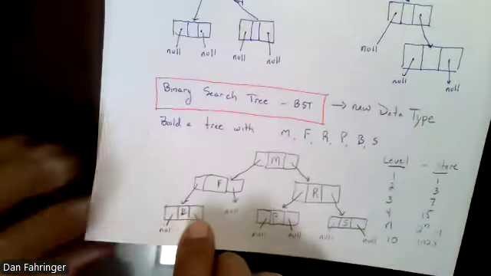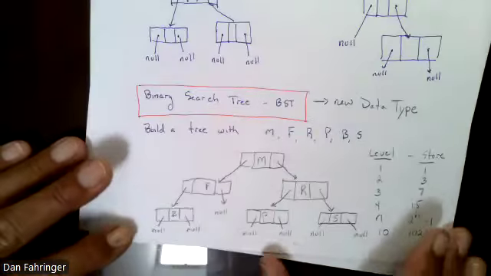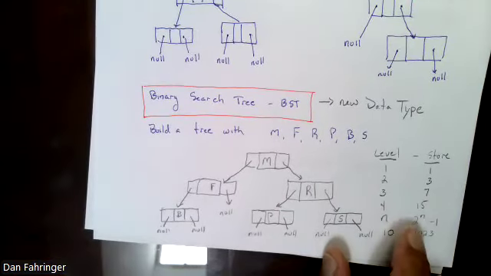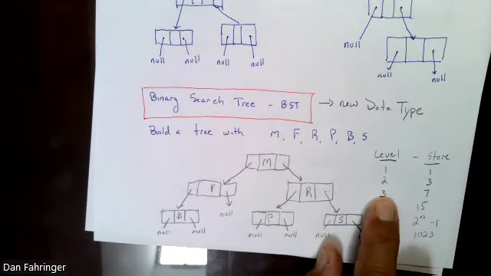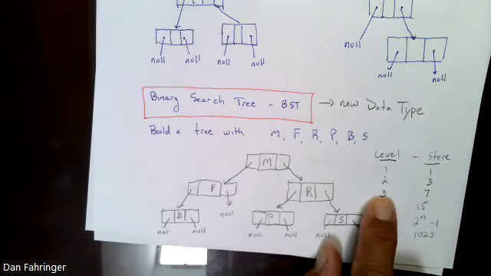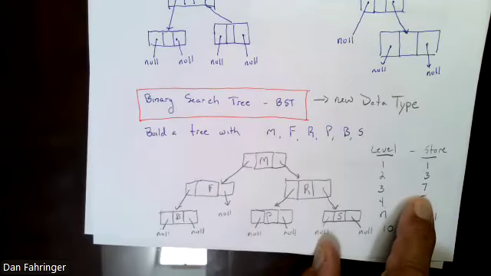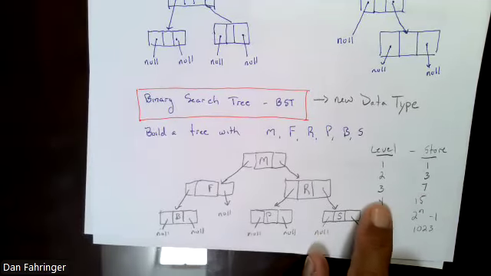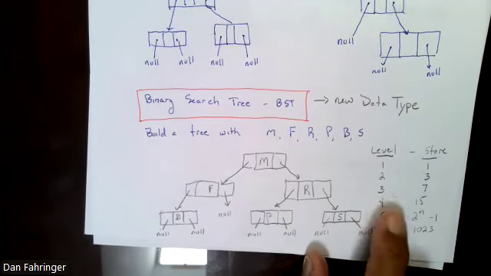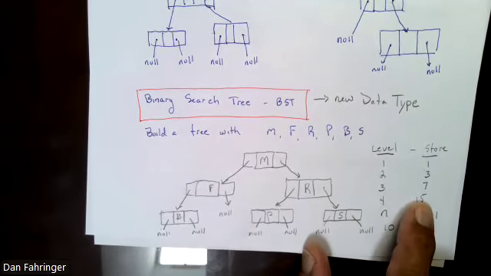I had a quick question I didn't get to ask. When you did the level part with the storing, you said it was 2 to the n minus 1. But how is it minus 1? So what is 2 to the third power? 2 to the third power is 8, minus 1 gets me to 7. 2 to the fourth power is 16, minus 1 gets me to 15.